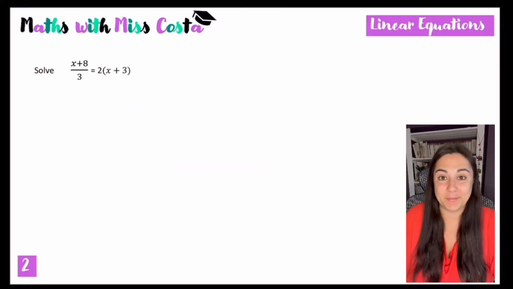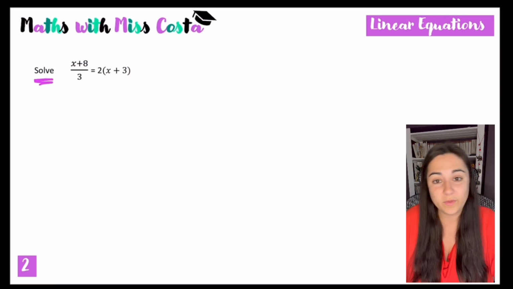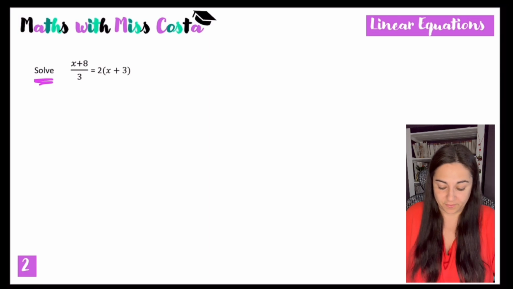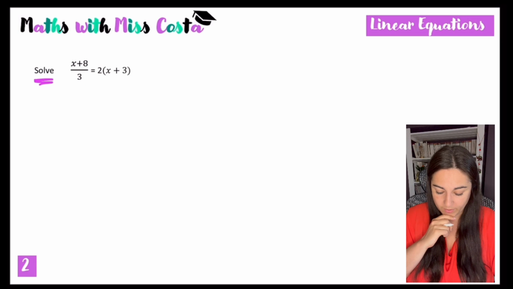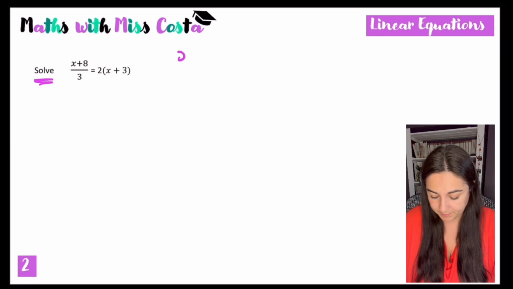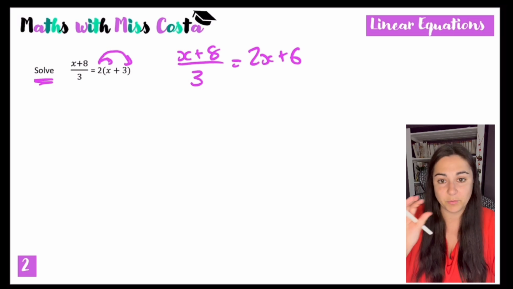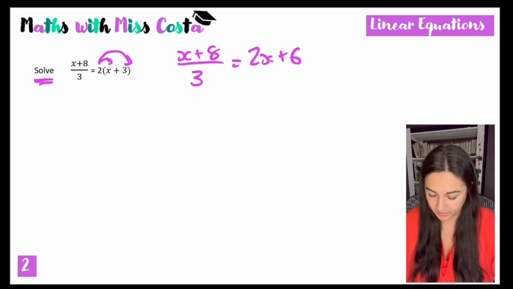And next we've got some linear equations. So remember, when you're being asked to solve something, all that means is work out what the value of that variable is. So the variable we've been given is x. So let's see what we can do. Well, first thing I could do is expand the brackets. Okay, so I've got x over 8, x plus 8 over 3 equals 2x plus 6. I've just expanded the brackets. Remember, when you're expanding, you multiply the term on the outside by each term on the inside.